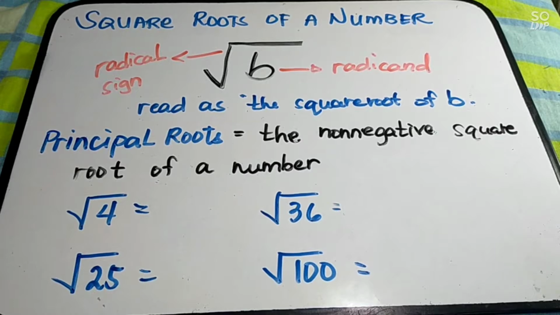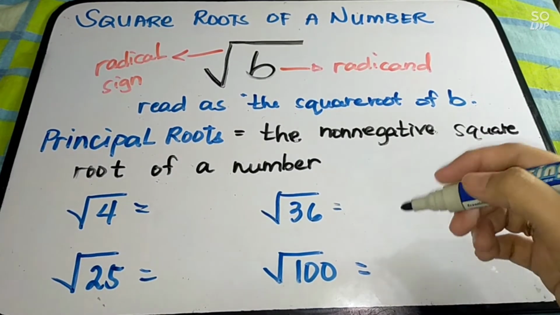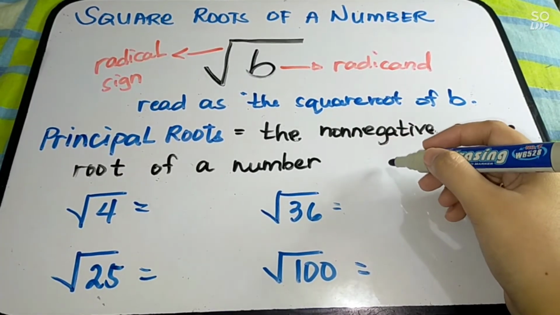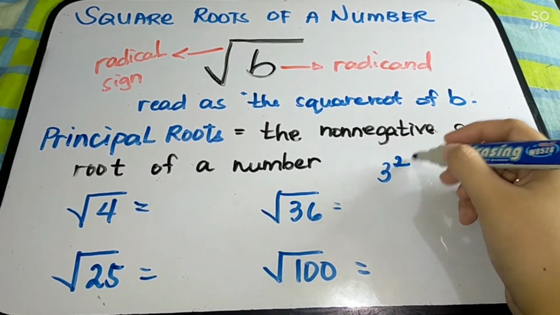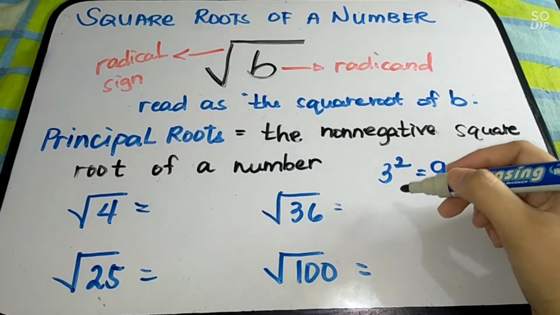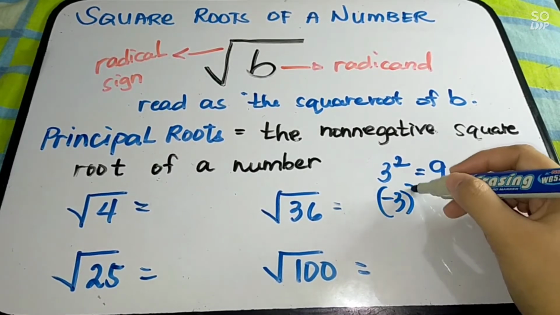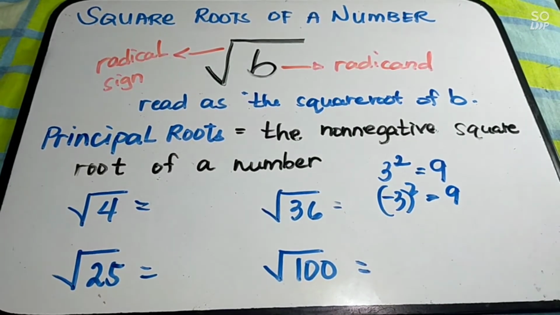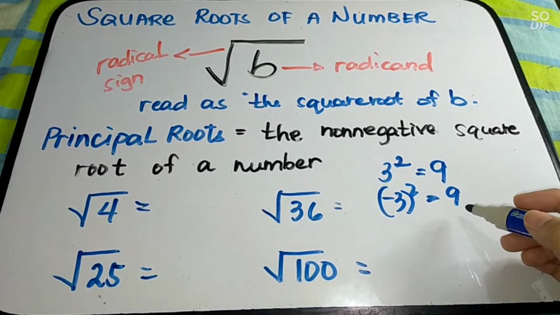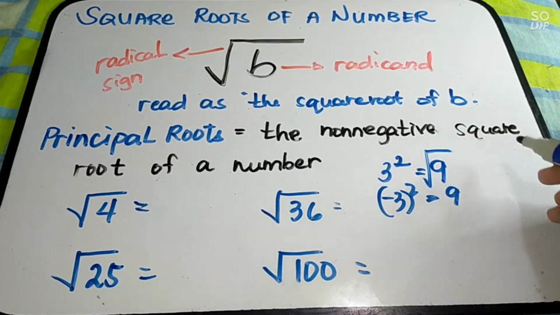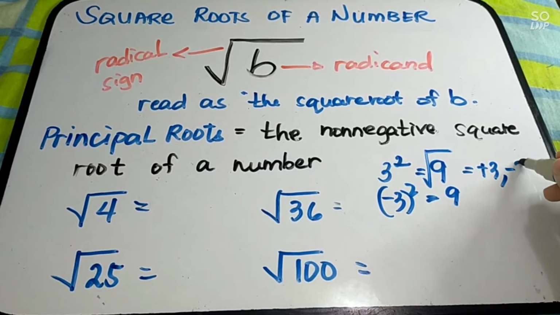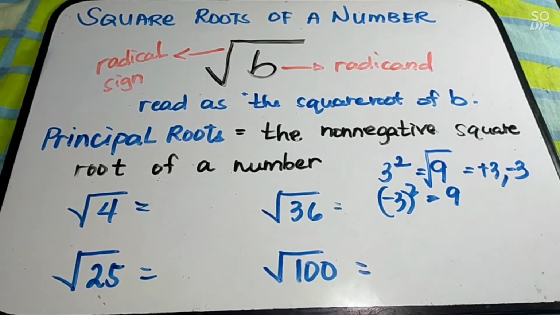Why positive lang? Kasi po, meron po tayong pagkakataon na pwede rin maging roots yung negative numbers. For example, this one. I have 3 squared. Positive 3 squared, the answer here is 9. Tama? Then, if I have negative 3 squared, the answer is also 9 din dito. Bakit 9 din? Kasi negative 3 times negative 3, it becomes positive 9. So, if I have to find the square root of 9, I can answer a positive 3 and a negative 3. Kasi pareho silang tatama.